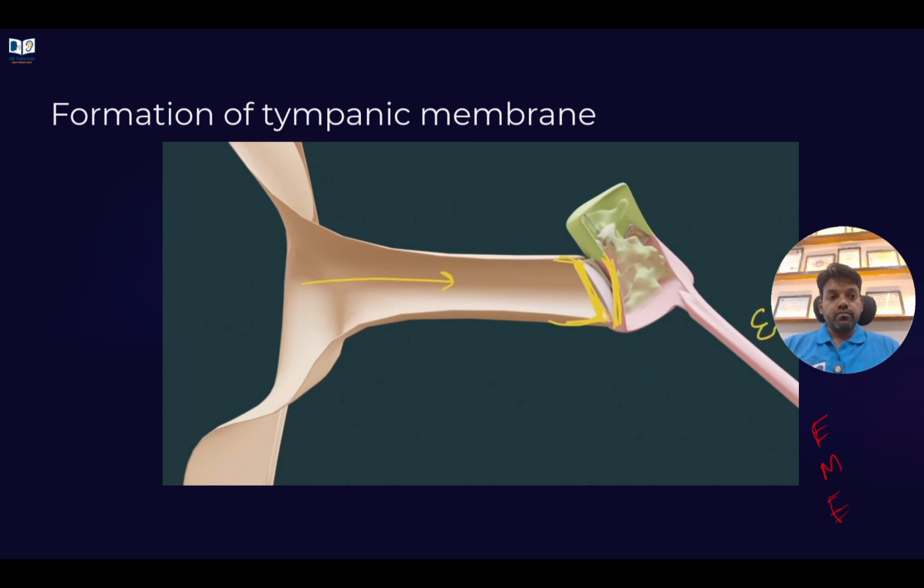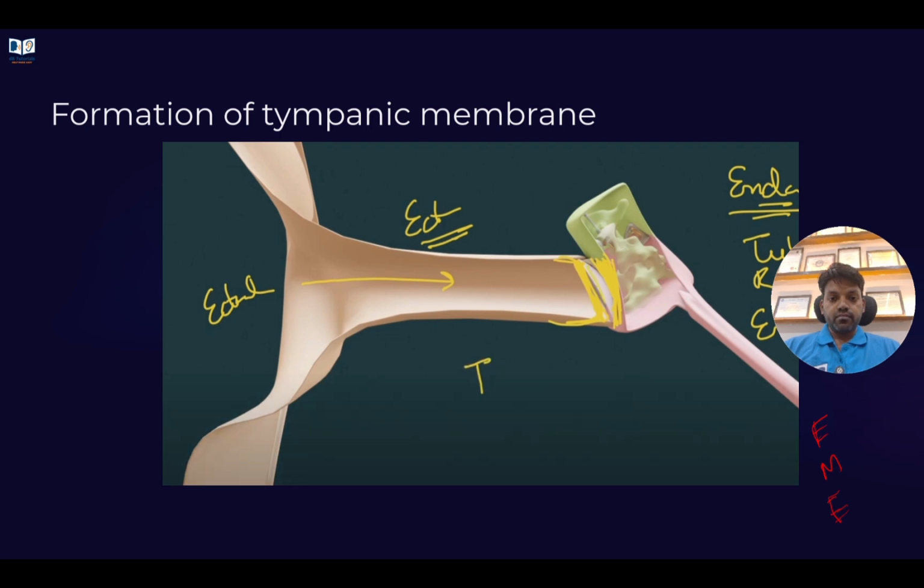You see the pharynx, the tubotympanic recess. The tubotympanic recess is endodermal in origin. So we have endoderm that contributes, and here this is the ectoderm. So ectoderm, endoderm, and then between them we have some mesenchyme here. So we have an ectodermal component, an endodermal component, and a mesodermal component. All 3 components contribute towards the formation of the tympanic membrane. This is the tympanic membrane.